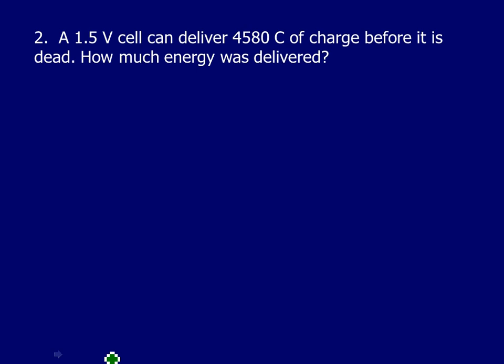A 1.5 volt cell can deliver 4,580 coulombs of charge before it's dead. So we're saying that you put a brand new cell in there, you let it run a motor or a light or something, and you keep on going until it stops. How much energy was delivered by that device?